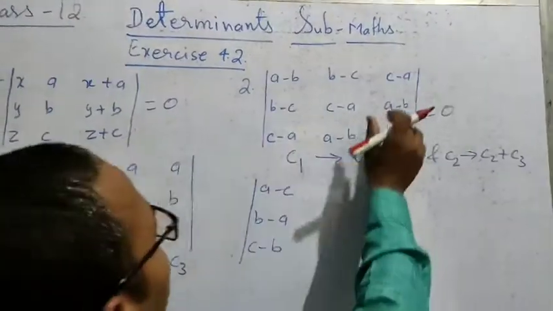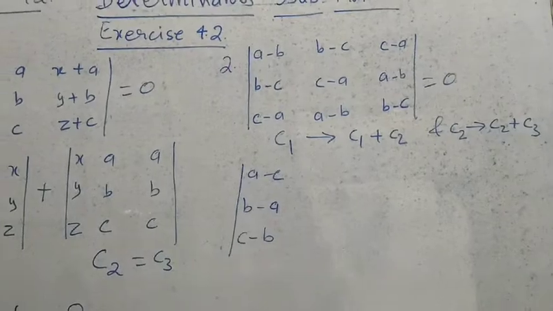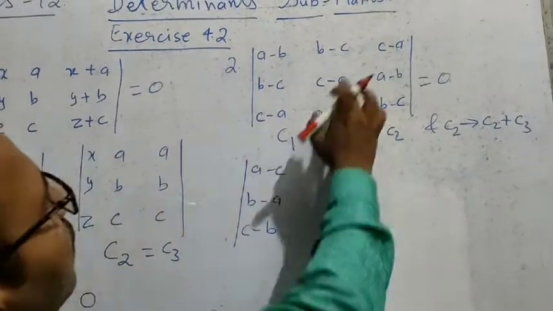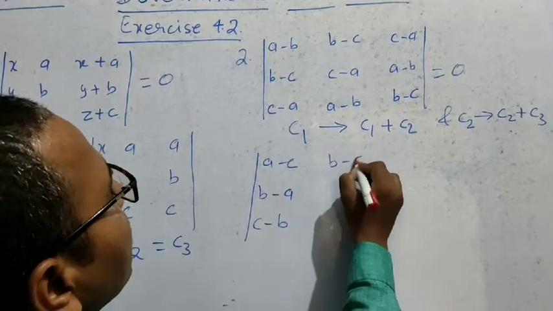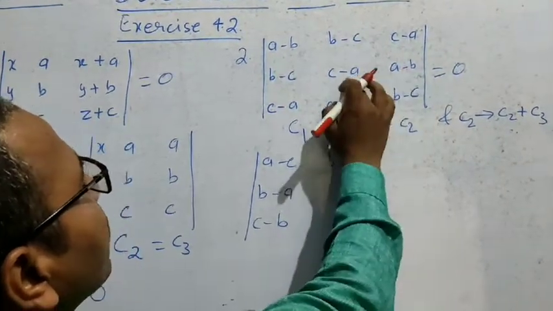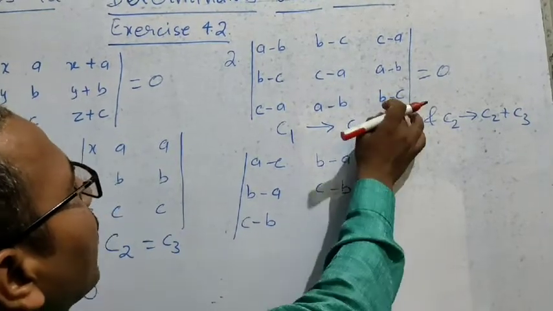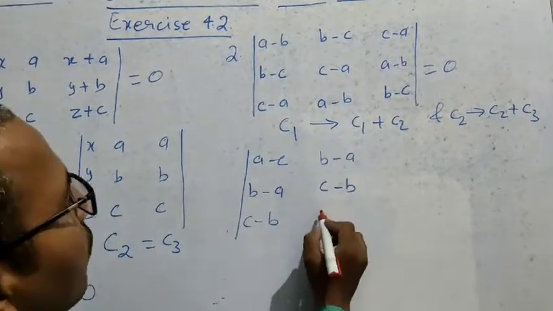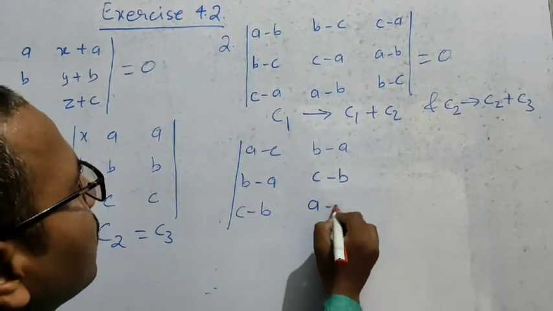So now, in the same way, add these portions also here. So by adding, c and c can be cancelled. That means you will get b minus a, and adding this one also you will get c minus b, and adding this one here, b and b can be cancelled, so a minus c.